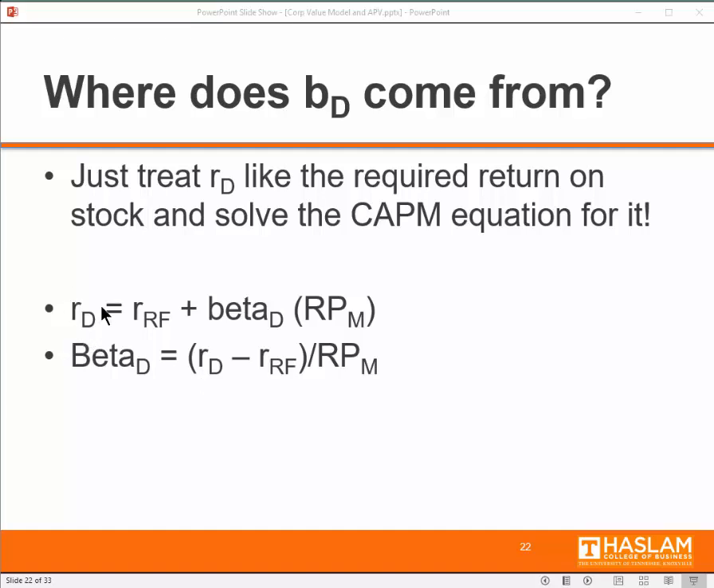So if you observe a bond's required return, or the required return on debt for a company, and we pretend like the capital asset pricing model applied to it, we would say that that return is the risk-free rate plus whatever its beta was multiplied by the market risk premium. Well, we can solve this little equation for beta d, and if we do, we see that beta d is the required return or expected return, yield to maturity, minus the risk-free rate divided by the market risk premium. So it's easy enough to plug in there.